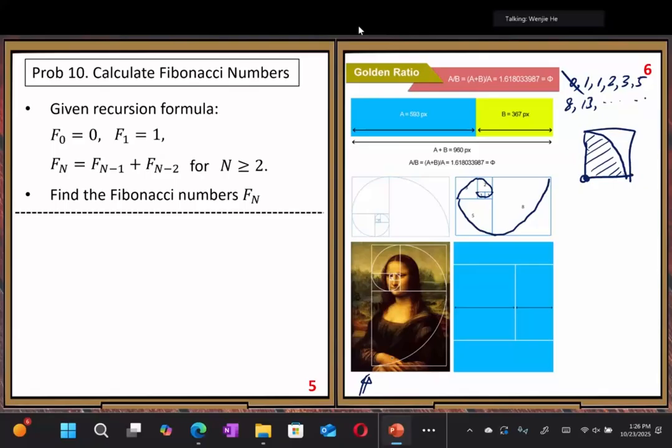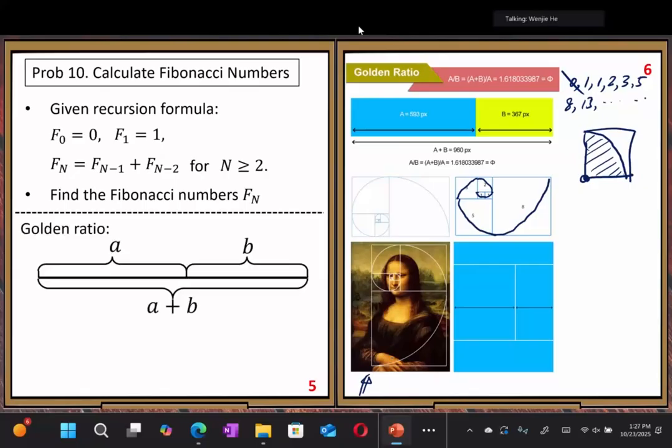Then I need to talk about the definition. What's the definition of golden ratio? The golden ratio comes from ancient Greek time. In ancient time, people wanted to understand the world, the natural world.